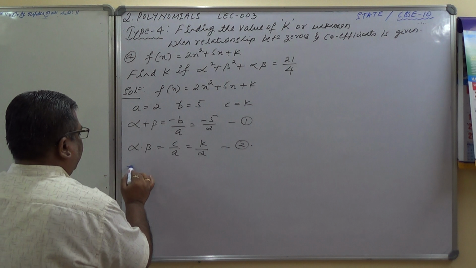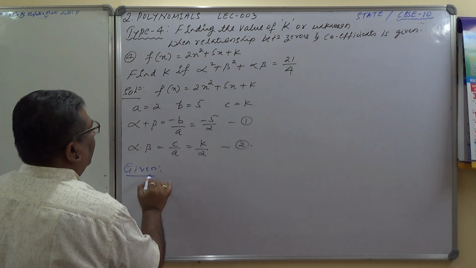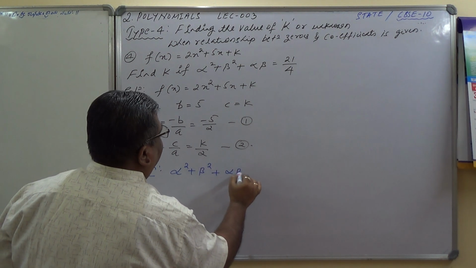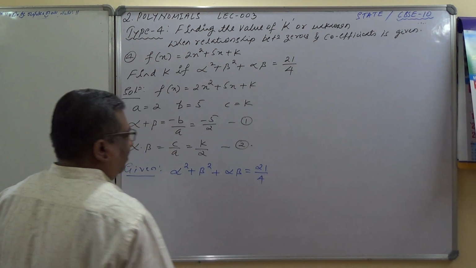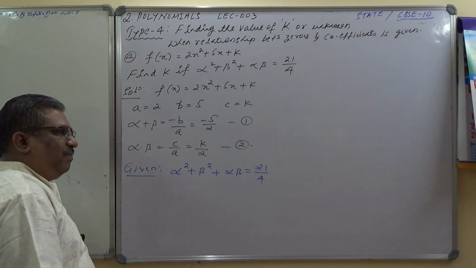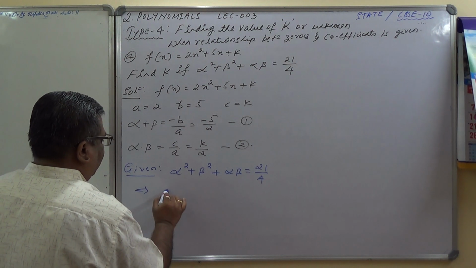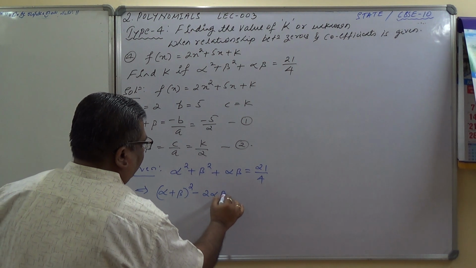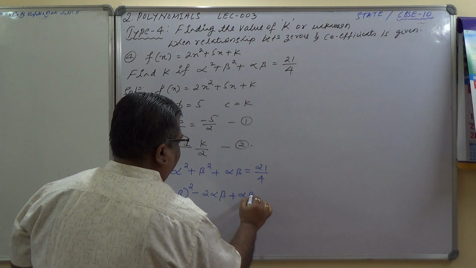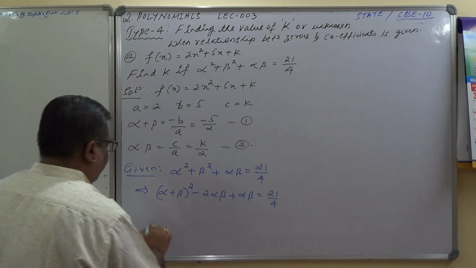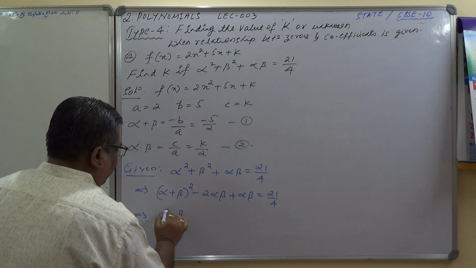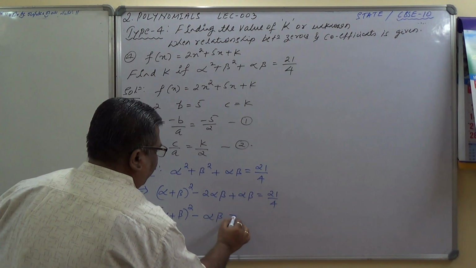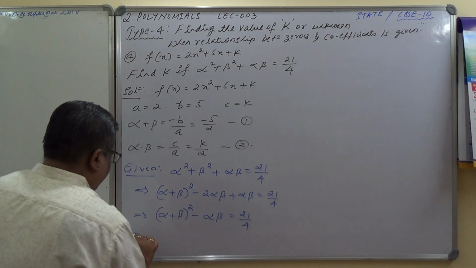So let me write down the given: alpha square plus beta square plus alpha into beta equals 21 by 4. What is the value of alpha square plus beta square? Implies alpha plus beta the whole square minus 2 alpha beta plus alpha beta equals 21 by 4. Now substitute the values.